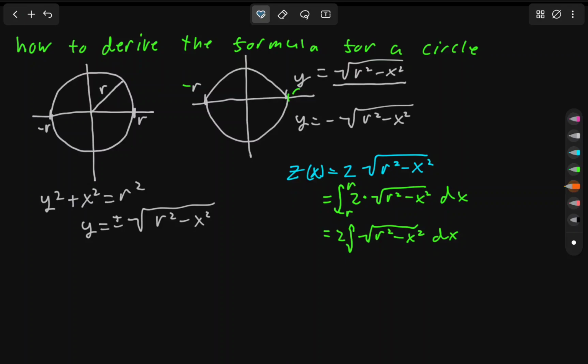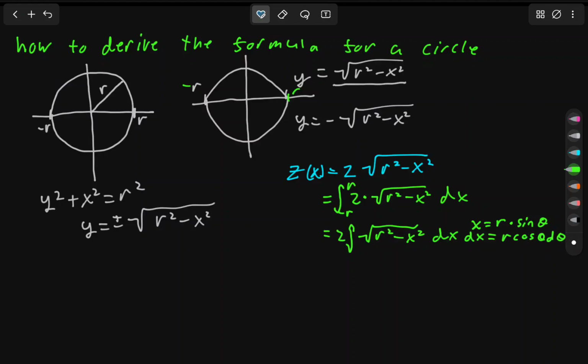So, recall for a moment that we have several trig identities we can use to solve this, as this is in a form that's really not that integratable. So we're going to call x equal to r times sine theta, and we're going to say our dx is going to be r cosine theta d theta.